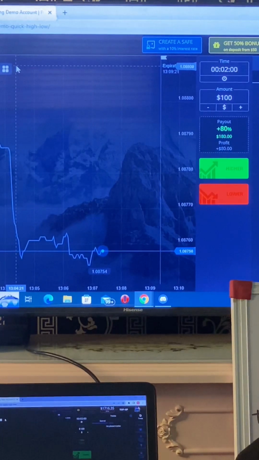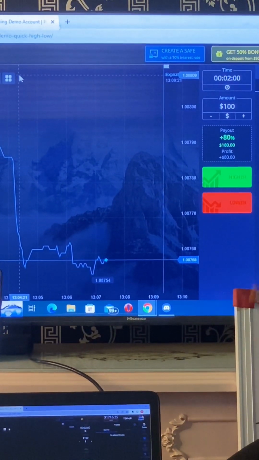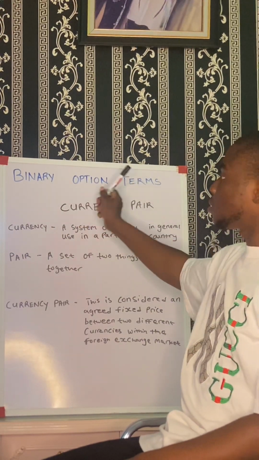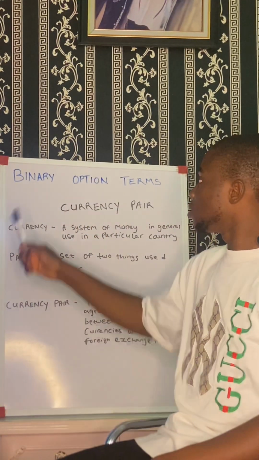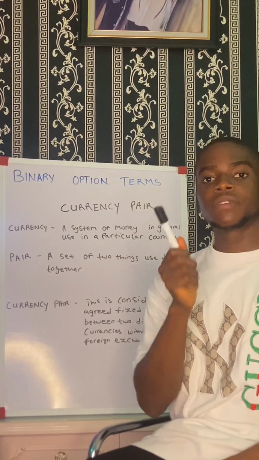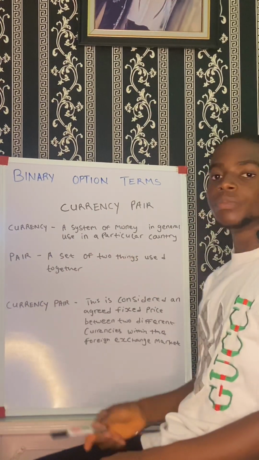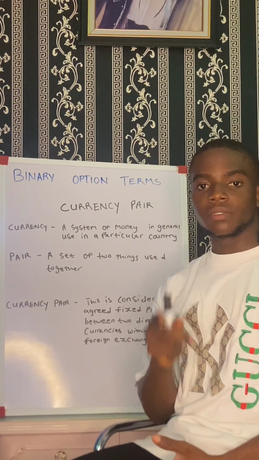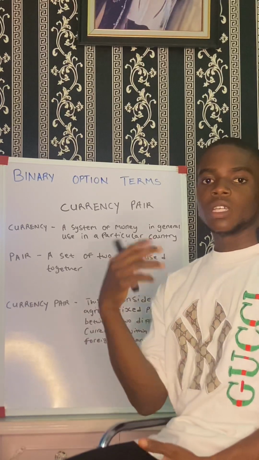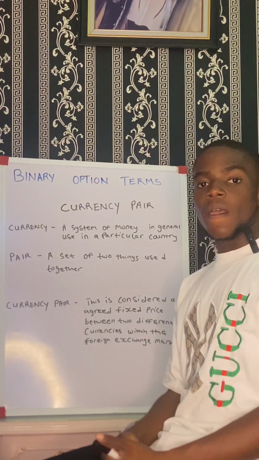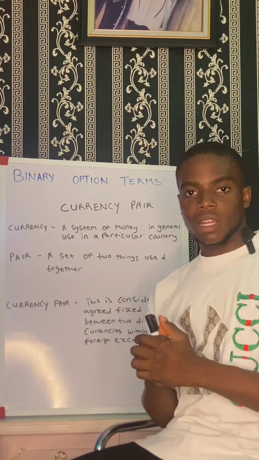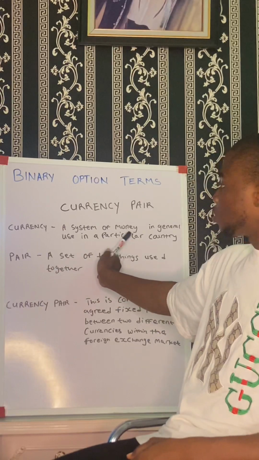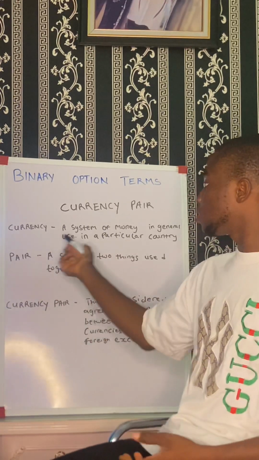So let's go over to our next content, which is binary option content. This is the second content in the table of contents. We're going to start with the first thing, which is the currency pair. First, to understand it, what is currency and what is pair? Currency is the system of money in general use in a particular country. And pair is a set of two things used together. These are the definitions, which you can jot down.